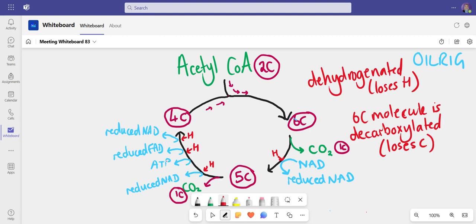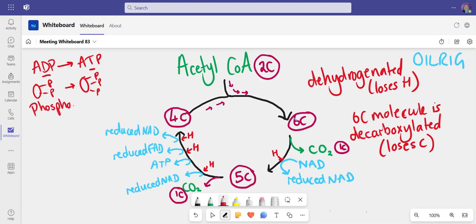Here we're making a molecule of ATP from ADP. So if you remember, ADP is adenosine diphosphate, and we're going to make ATP, adenosine triphosphate. So here it's the molecule with the 2 phosphates. Here's the molecule with the 3 phosphates. So if we're adding a phosphate, we could say that ADP is being phosphorylated. So ADP is phosphorylated to make ATP because we're adding a phosphate.